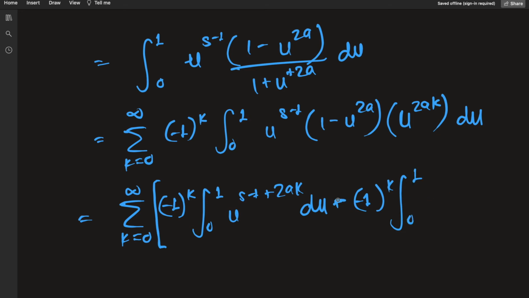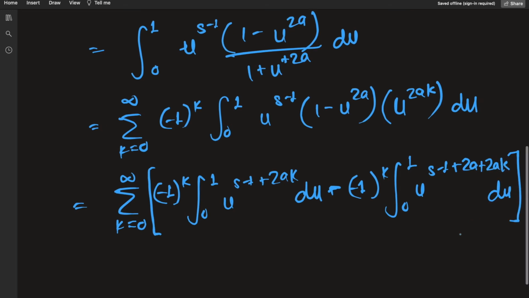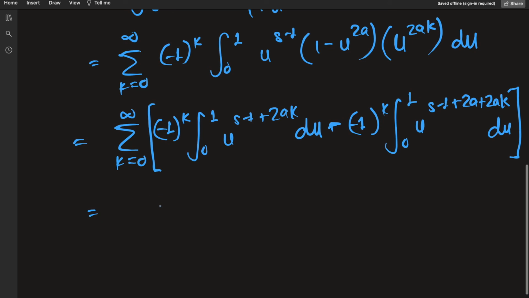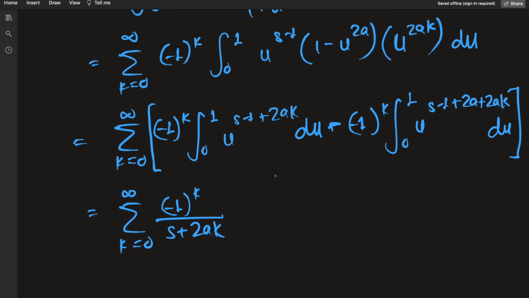There'll actually be a negative here because of this. The integral of u raised to s minus 1 plus 2ak, plus u raised to s minus 1 plus 2a plus 2ak du. And now it's just the antiderivative everywhere. Minus 1 to the k divided by s plus 2ak, minus 1 to the k divided by s plus 2a times k plus 1.